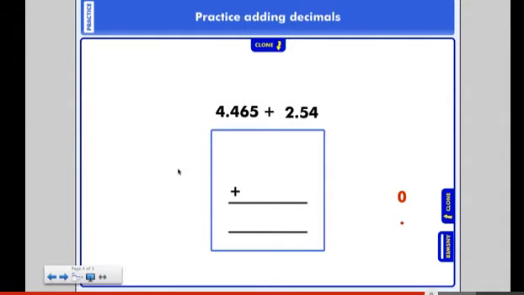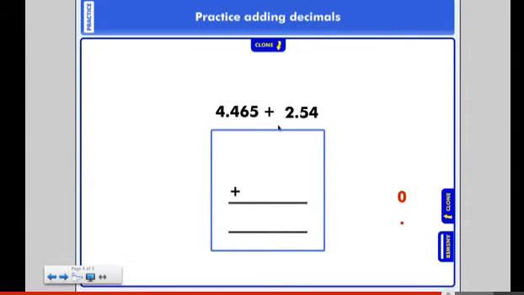Okay, so you've solved the problem, and hopefully you started by making a magnitude estimate. Now if I follow my rounding rules and round these to the nearest whole, I'm going to think 4 plus 3 equals 7. So my answer should be in the ballpark of 7.